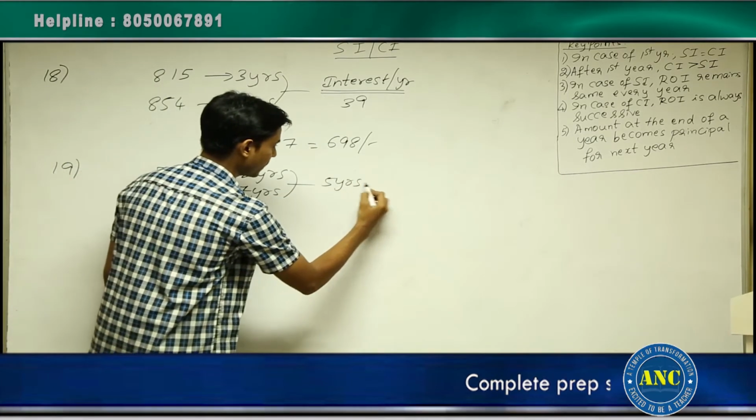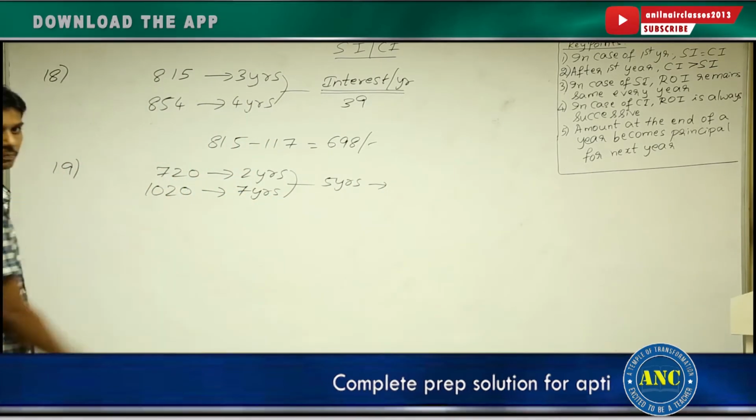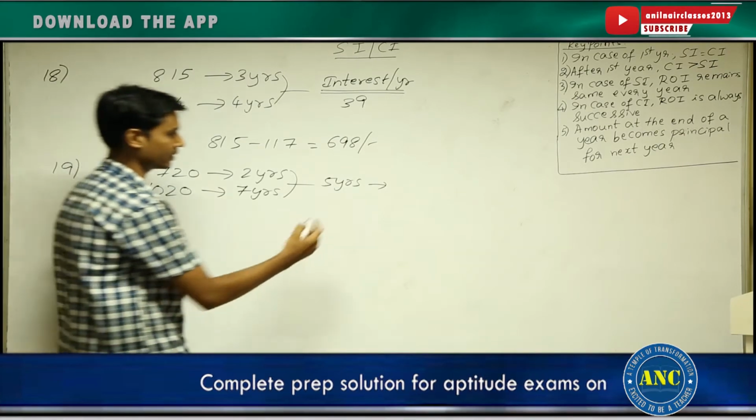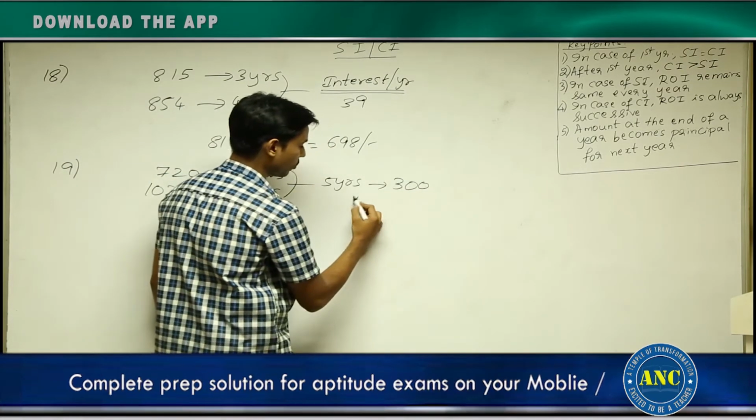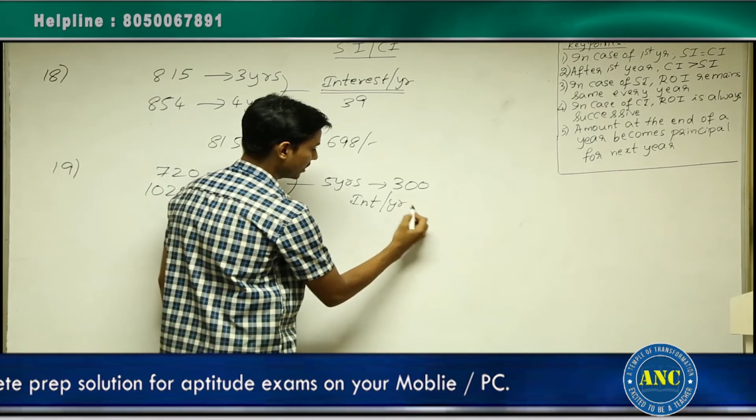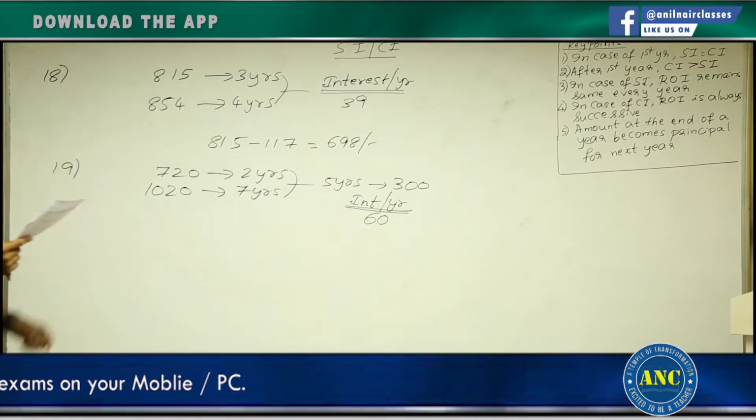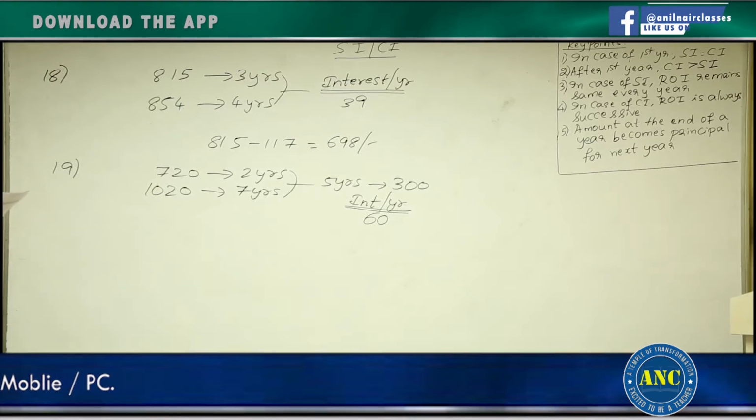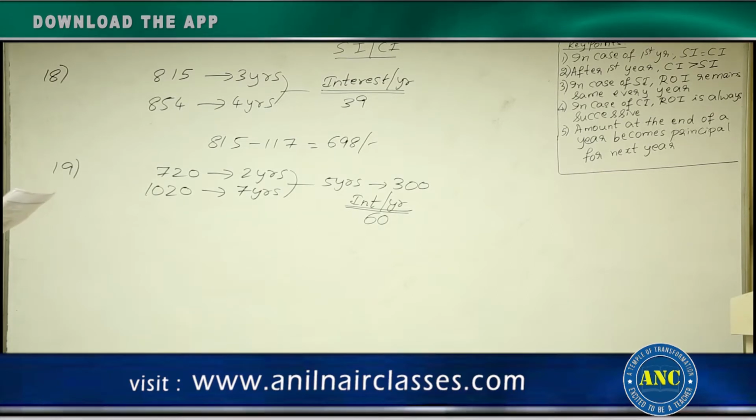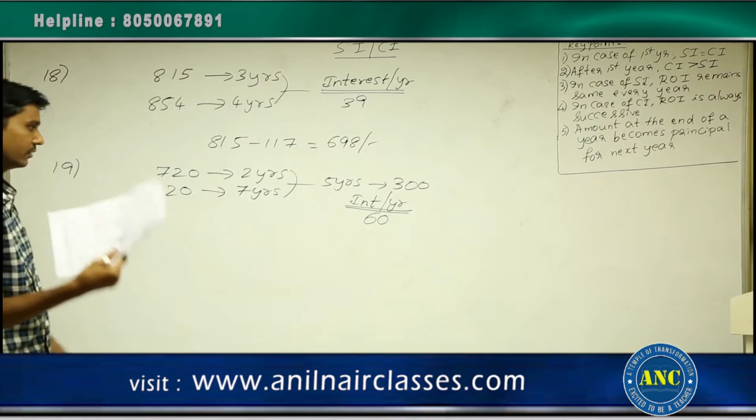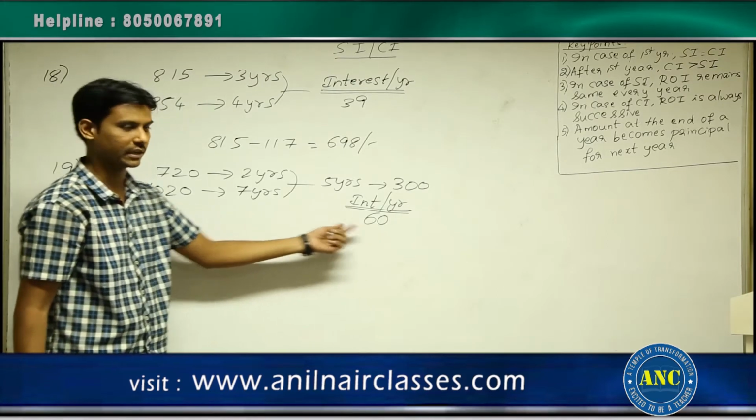For 5 years, what is the gap? 300 rupees. For 5 years, 300 rupees. What is the interest per year? 60 rupees. For 1 year, 60 rupees extra. What is the question asked? Rate of interest is the question. Sorry, sum is the question. No problem. For 1 year, 60 rupees extra.